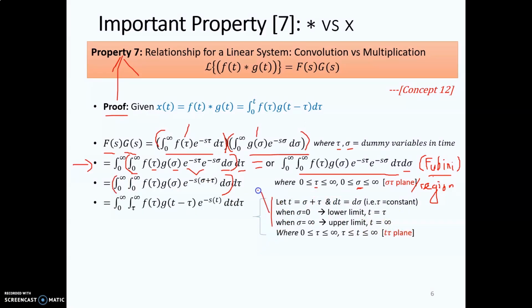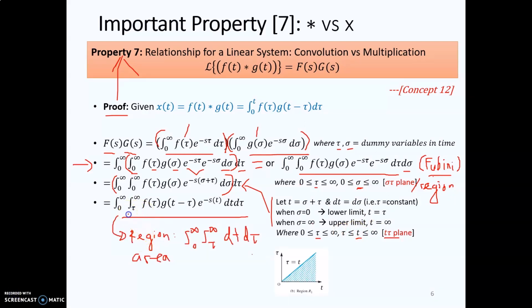Substitute this information inside this equation, you obtain a new equation, and you found that all the variables are in the t-tau plane, where your tau remains from 0 to infinity, and your t changes from sigma to t, which is t between tau to infinity. The region area for this equation can be written as this by excluding the function inside. So from here, t is equal to tau.